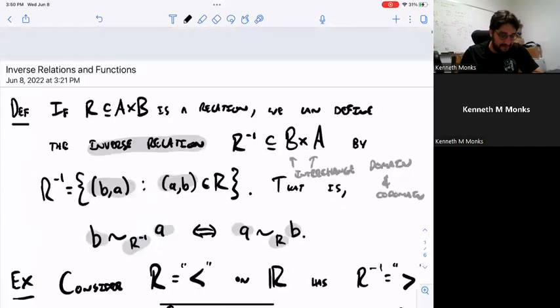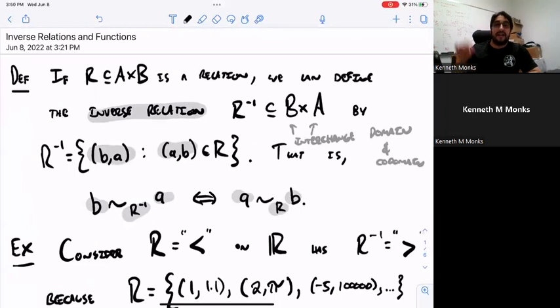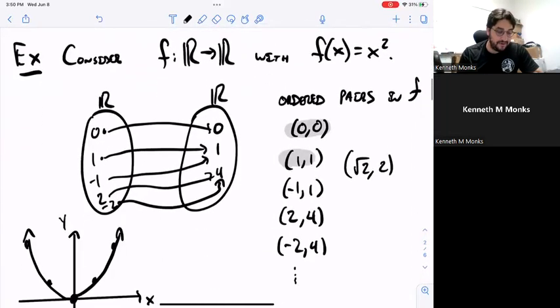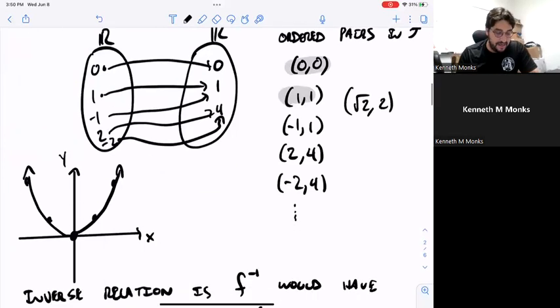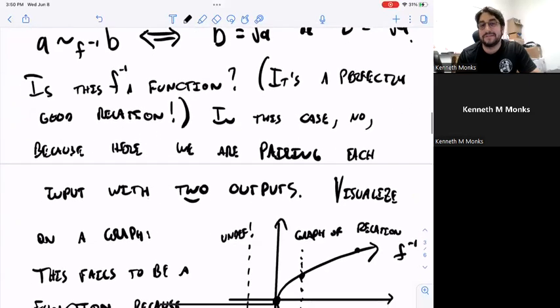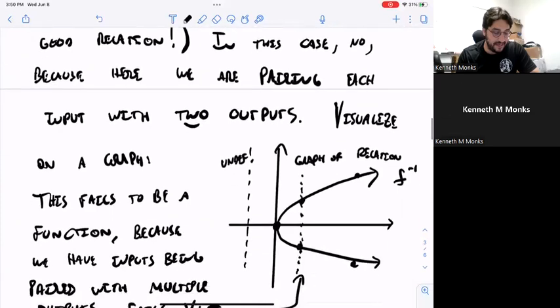What did we say today? We said that given any relation, you can always define an inverse relation by simply reversing all ordered pairs. If A is related to B, then the inverse relation relates B to A. So any relation could be inverted. Now, if that first relation you started with happened to be a function, then when you take the inverse, you always get a relation, but you don't necessarily get another function. This new inverse relation isn't necessarily, again, a function.